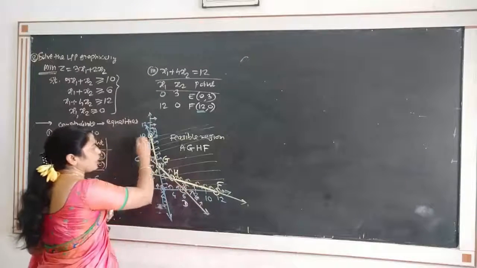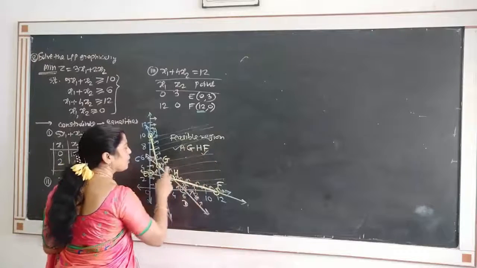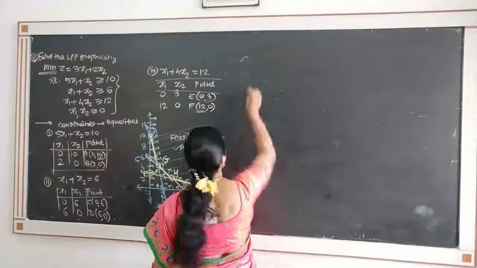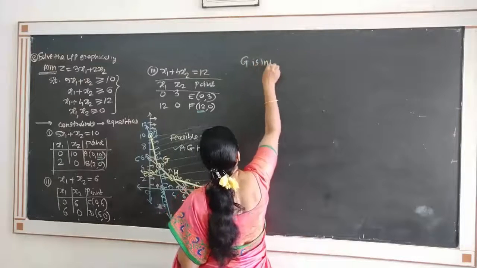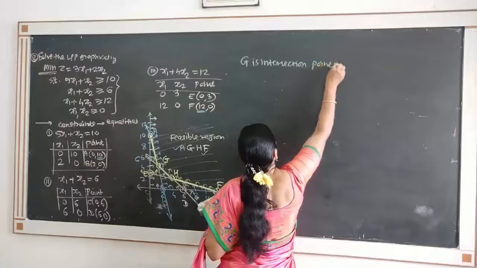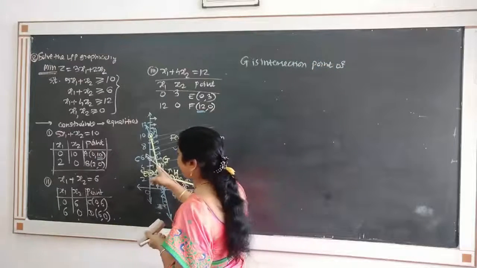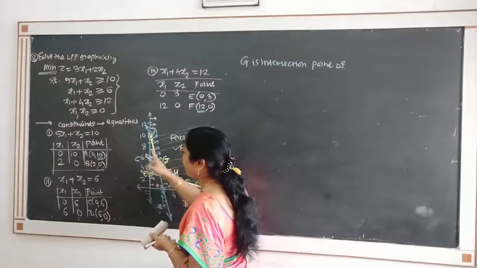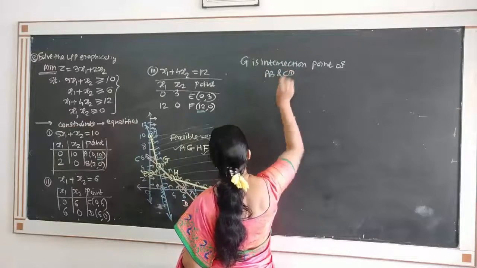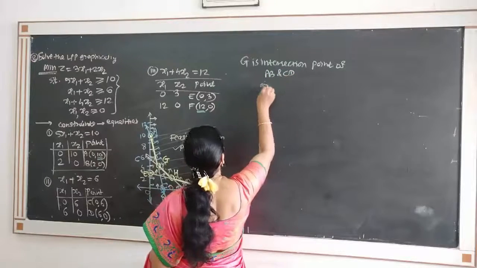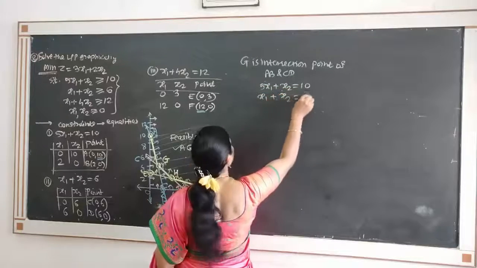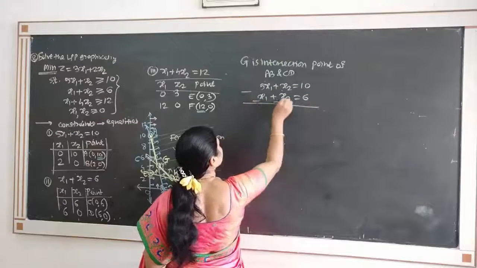We know the coordinates of A and F. So it remains to find the coordinates of G and H. Now what is G? It is the intersection point of two lines. See the G point, it is the intersection point of lines AB and CD. So solve the two lines simultaneously, AB and CD. AB line: 5x1 plus x2 equal to 10, and x1 plus x2 is equal to 6, CD line. Solve them simultaneously.